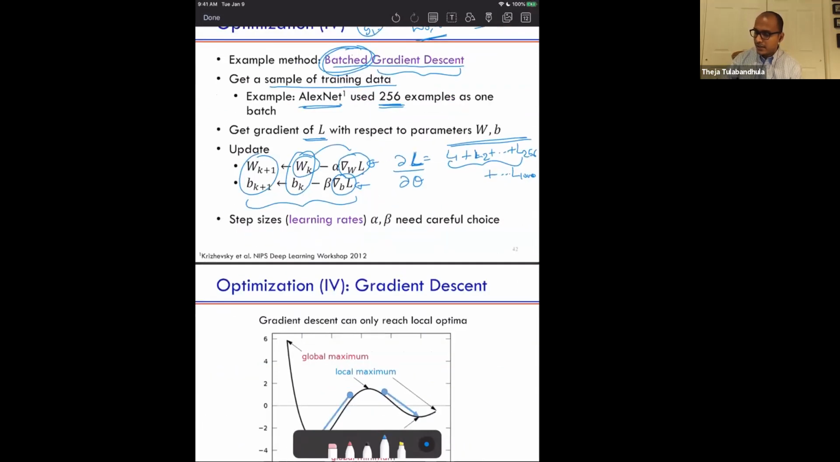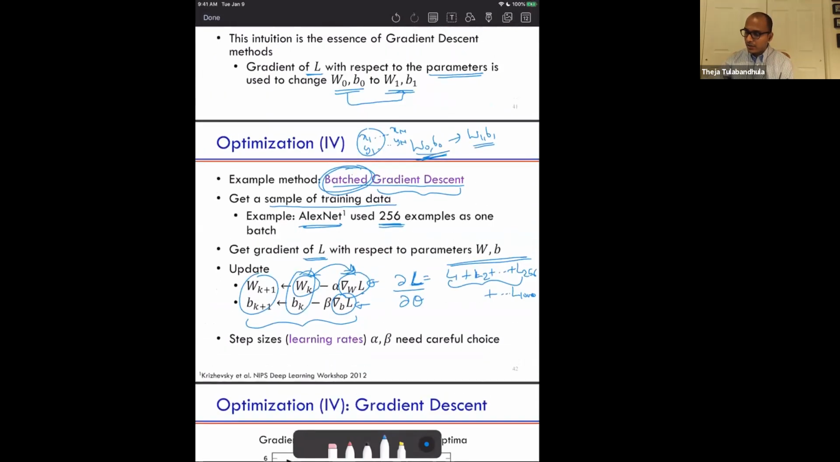So the dimensions match. If this is a 4x3 matrix, this is also going to be a 4x3 matrix. And so this is how you would go from W0, B0 to W1, B1.